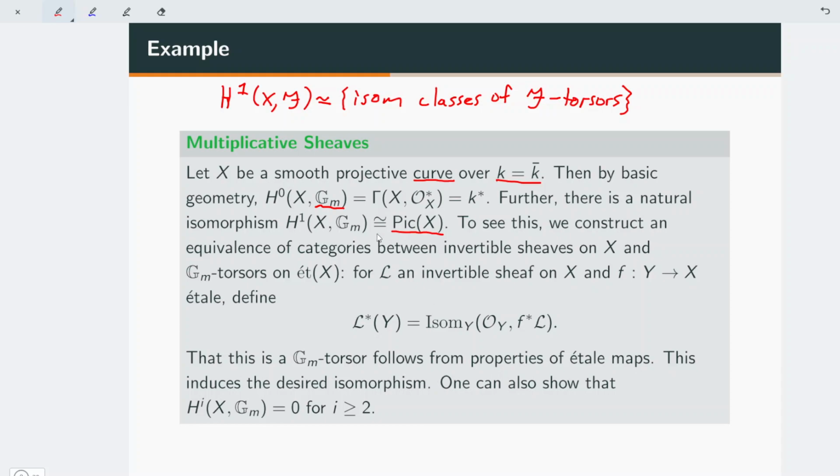So that means in order to prove this isomorphism that we're talking about, we would just show that invertible sheaves, not isomorphism classes, but just invertible sheaves themselves, which is like the bigger version of the Picard group, is equivalent to the category of Gm torsors on the Etale site, and that would descend to an equivalence on isomorphism classes, and that would give us what we want.